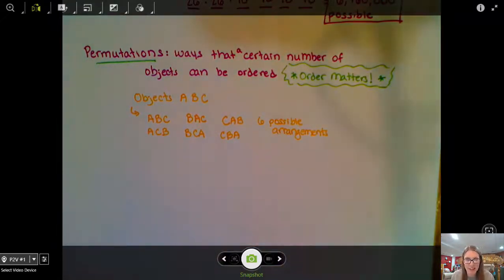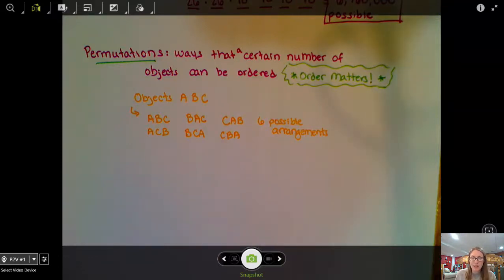If our order matters. I guess one of the easy ways to think about a permutation is, let's say we have a race. How many ways could we have for second and third place? So order matters there because it matters who wins the race. It matters who gets second. Okay, so we have 6 possible arrangements there.